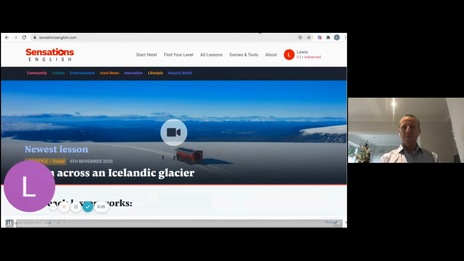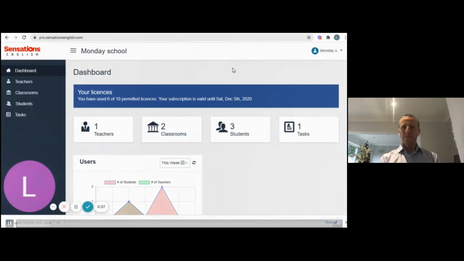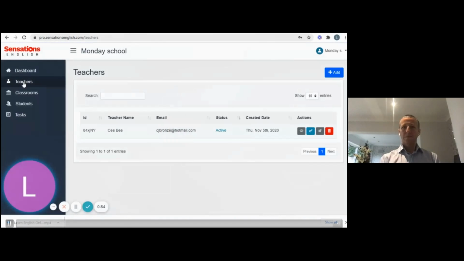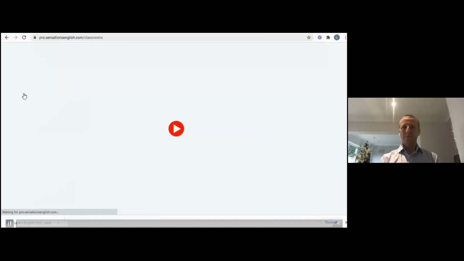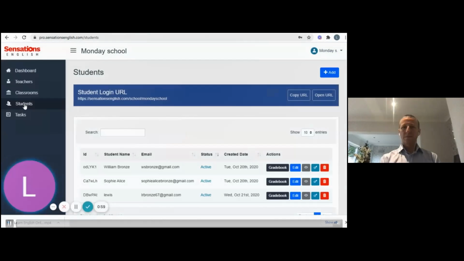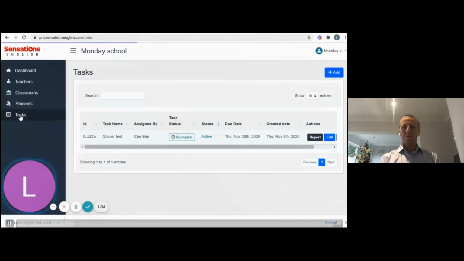But now I'm going to select a different tab where I'm logged in as the administrator of my new school, which I have called Monday School. And you can see I have registered 3 students. I've got 2 classrooms, 1 teacher, a task. The menu on the left-hand side enables you to add teachers, add classrooms, add new students, and you can also set tasks. So I'm going to set a new task.